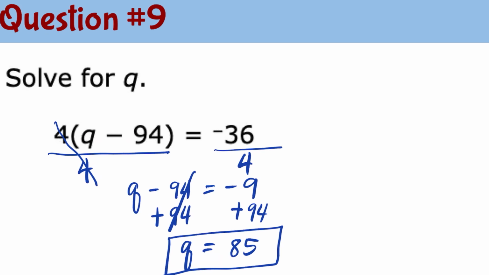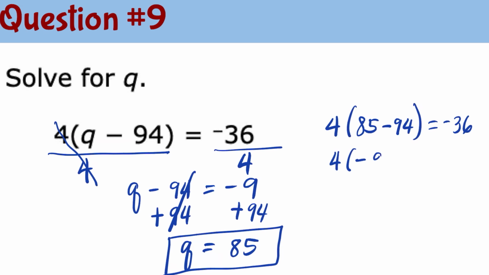Checking the answer, we have 4 times the quantity 85 minus 94. Is it equal to negative 36? Simplifying first the parentheses, 85 minus 94 is negative 9. And multiplying 4 and negative 9, it's negative 36. So q equals 85 is the right answer.